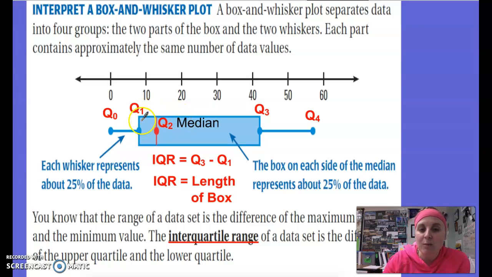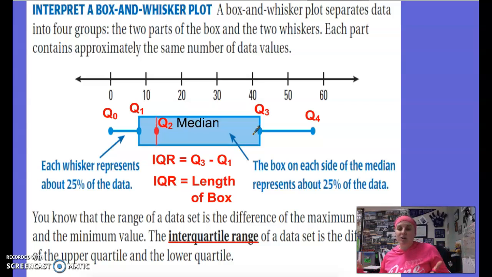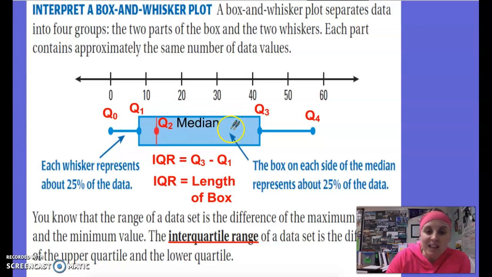So we can say that from quarter 1 to quarter 2 is a very tight set of data. All of those data points are within a small area. We can say that quarter 2 to 3 is very spread out in comparison. We have the same amount of data points, but they cover a much larger set on the number line. So we can say that quarter 1 and 2 is very compact, and quarter 2 to 3 is very spread out. So we can talk about how spread out the data is or how clustered the data is.